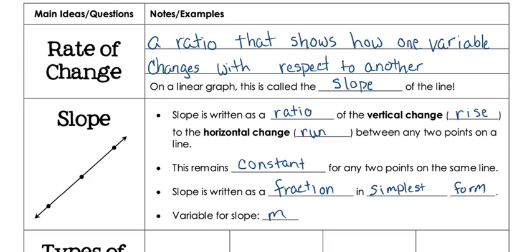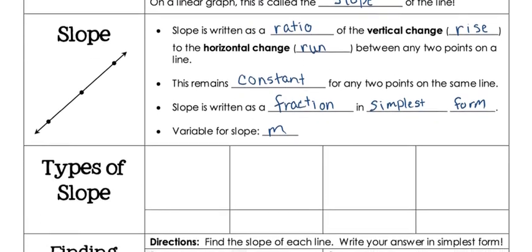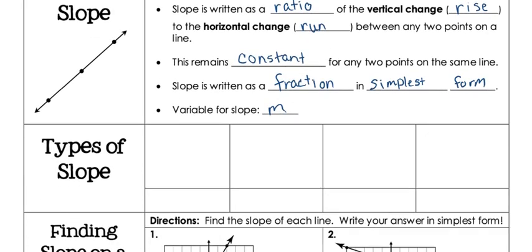Slope is written as a ratio of the vertical change, or the rise, to the horizontal change, or the run, between any 2 points on a line. This remains constant for any 2 points on the same line. Slope is written as a fraction in simplest form, and the variable for slope is the lowercase m. So up next, we're going to talk about types of slope. There are 4 types of slope.